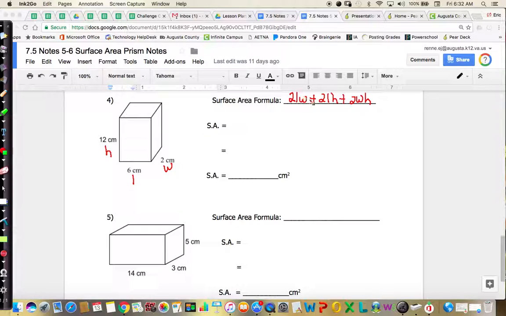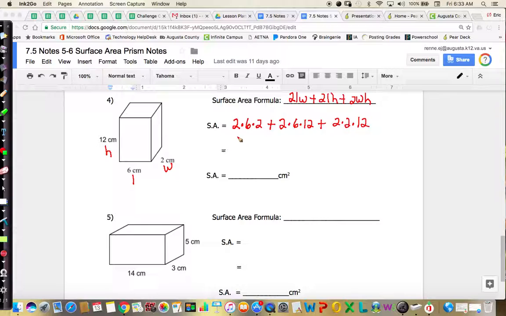And here you don't see any symbols, but what does number in front of letter mean? Multiply. So we're going to multiply each of these 3 parts together, and then don't forget there's addition signs in between. So we're going to write 2LW, so I'm going to write 2 times 6 times 2, plus, and I'm just looking at the picture to get these numbers, 2 times 6 times 12, which is 2LH, plus 2WH, so 2 times 2 times 12.